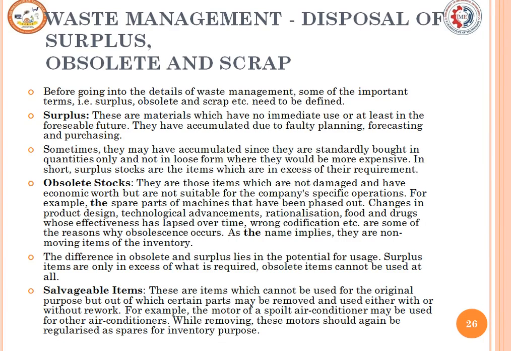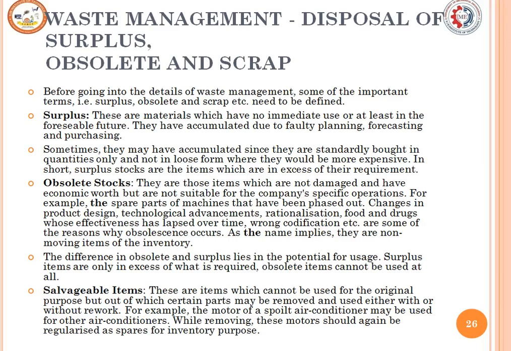Obsolete stocks are those items which are not damaged but have economic worth, but are not suitable for the company's specific operation. For example, spare parts of machines which have been phased out, changes in product design, technological advancement, rationalization, food and drugs whose effectiveness has lapsed over time, and wrong codification are some of the reasons why obsolescence occurred.